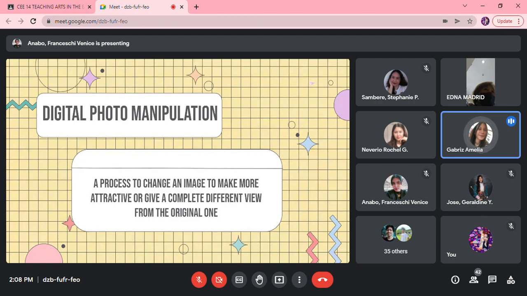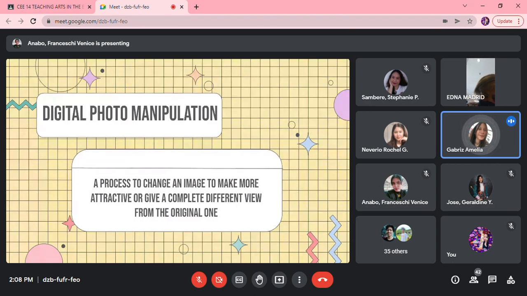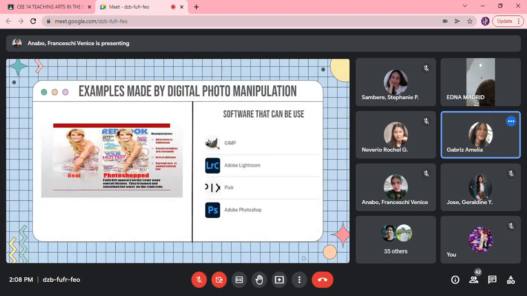Next is digital photo manipulation. A practice to change an image to make it more attractive or give a completely different view from the original one. So dito naman po sa photo manipulation, dinadagdagan siya, trina-transform siya, or ina-adjust ang photo para maging better. For entertaining people. So, dito sa photo manipulation, it is basically for advertisement purposes. So, for example, makikita natin yan sa billboard, poster, newspaper, magazine, sa ads.